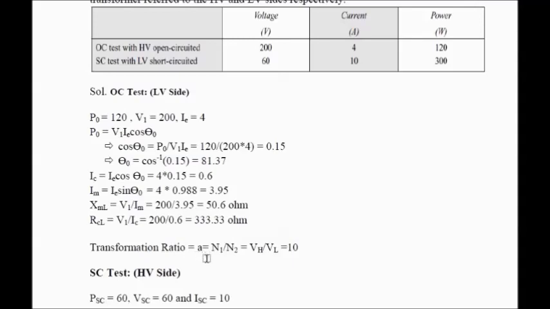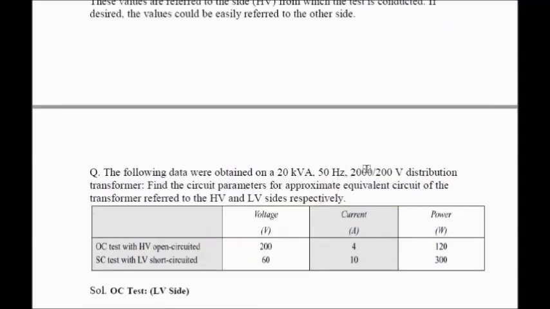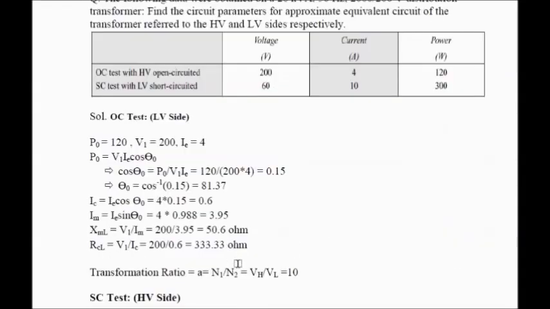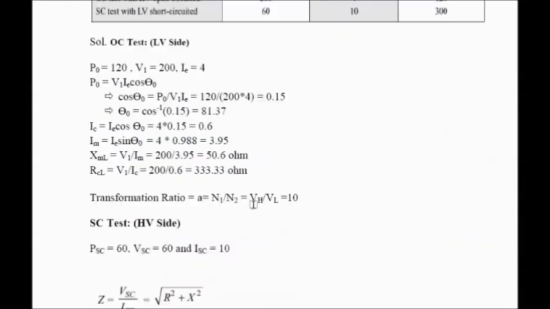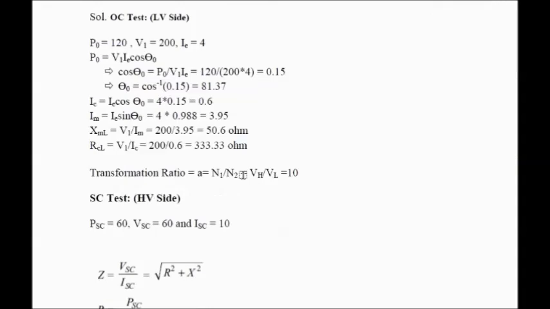And the transformation ratio A is N1 upon N2. This is a step down transformer, so the transformation ratio will be V high upon V low, which is N1 upon N2. So this transformation ratio VH upon VL is 10. So these are the results from the OC test, or low voltage side test.